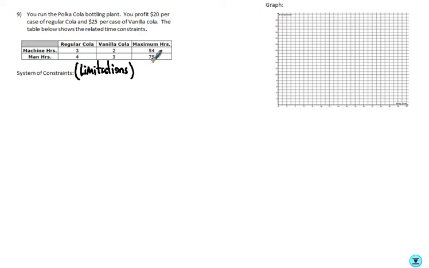So there's really two pieces. How many hours we can run the machines, and then how many hours we can pay people. So let's start with just the machine hours. So we'll say machine, and for regular cola, we don't know how many regulars we're going to make, so we'll call that X. And we don't know how many vanilla Coke we're going to make, so we'll just call that Y. But what it says is that for the machine, it's 3 hours for each regular cola plus 2 hours for each vanilla.